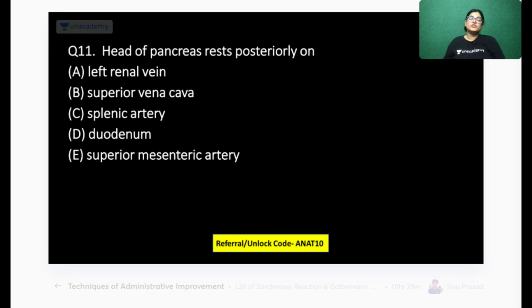Head of pancreas rests posteriorly on which of the following structures? Question number 11. Left renal vein, superior vena cava, splenic artery, duodenum, or superior mesenteric artery? Please note down, the head of the pancreas is resting on which of the following structures? Your time begins now. Five options are there and you have to mark the correct answer.